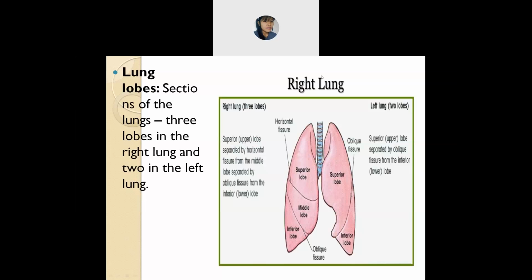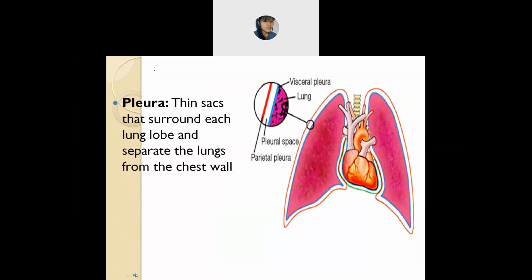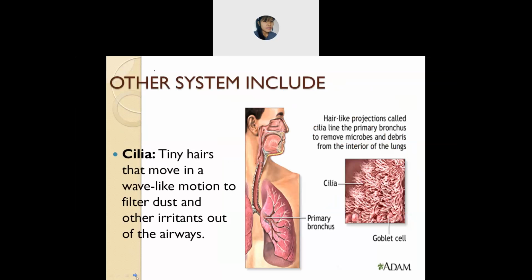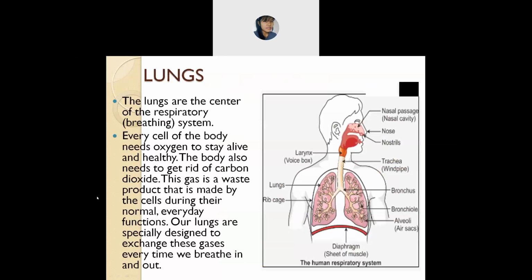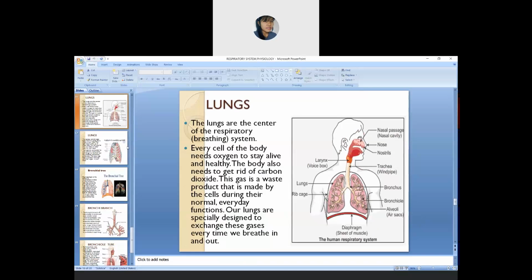Yes? Yes, ma'am. Okay, then we will discuss till here for today's class. In the next class, we will discuss pleura, cilia, epiglottis, larynx, all this we will discuss. So for today, we will end here.